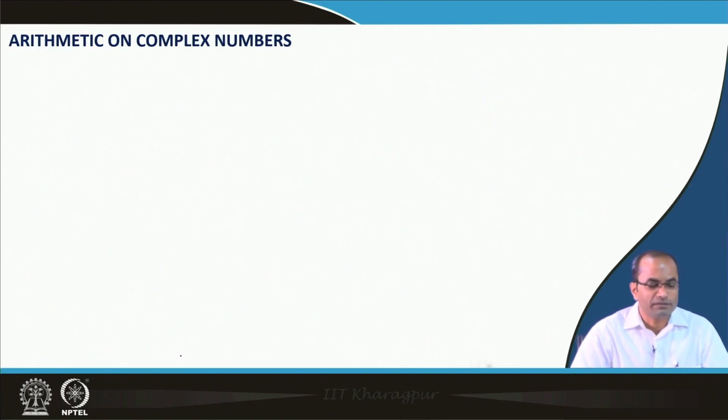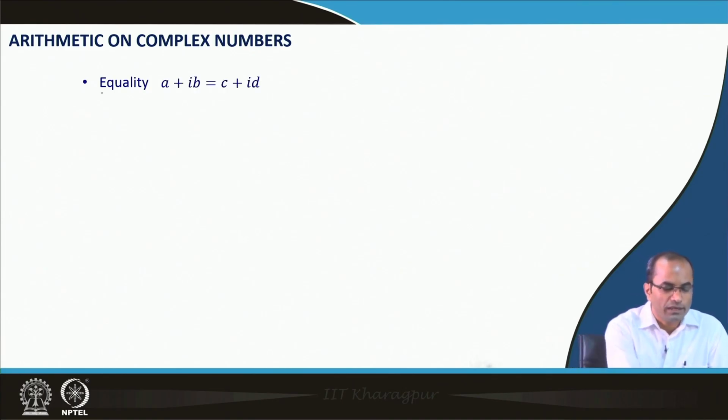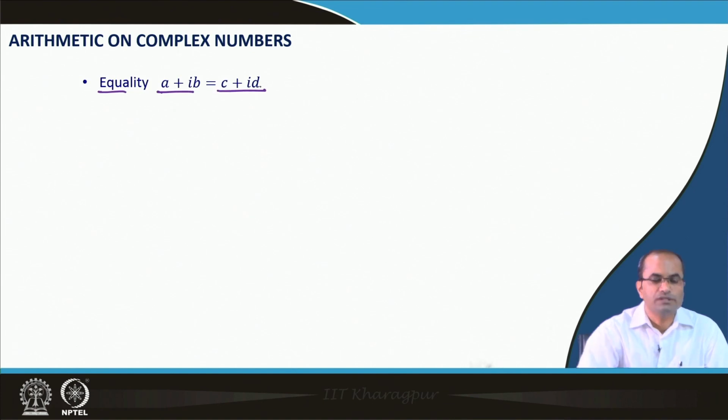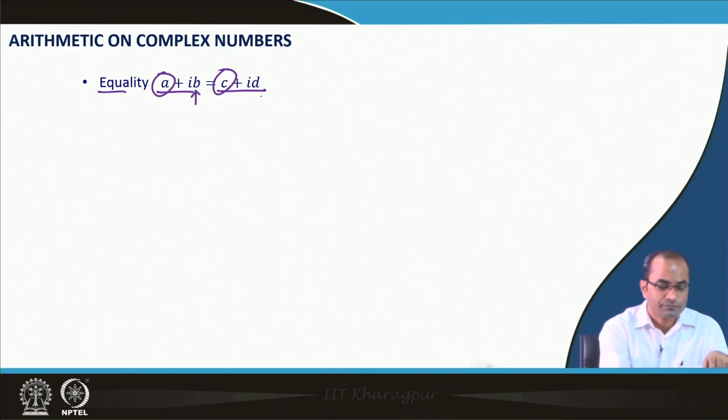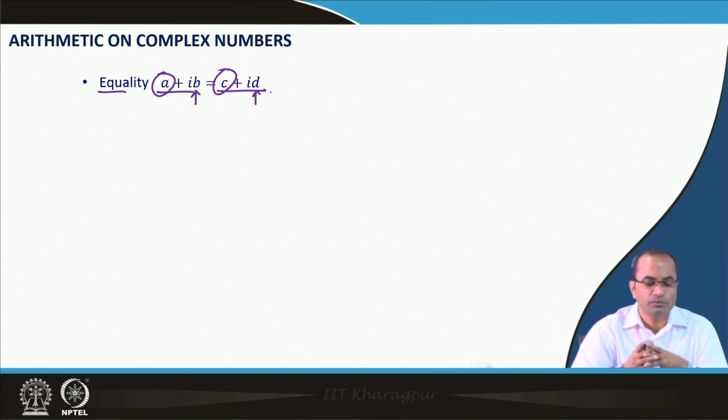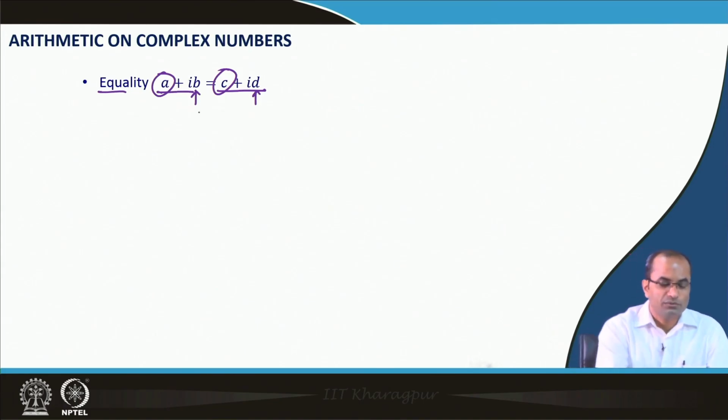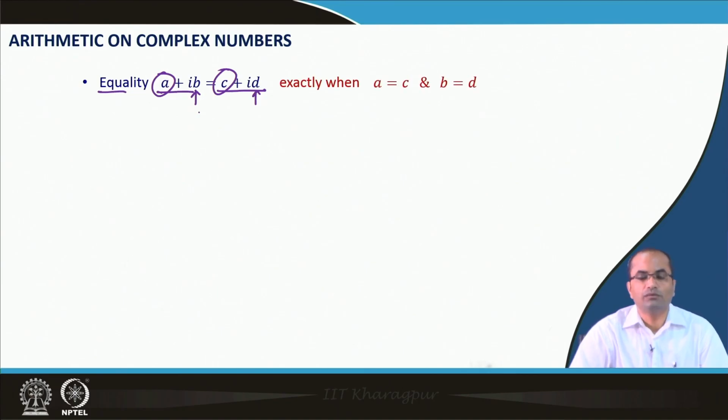Well, now some arithmetic on complex numbers to get familiar again, or just to recall some of the properties. Equality means that a plus i b is equal to c plus i d only when both the real parts are equal, that is a equal to c, and also the imaginary parts are equal, that is b equal to d.